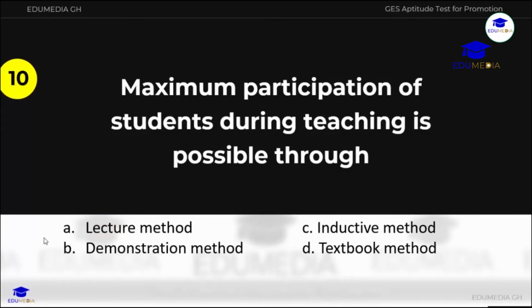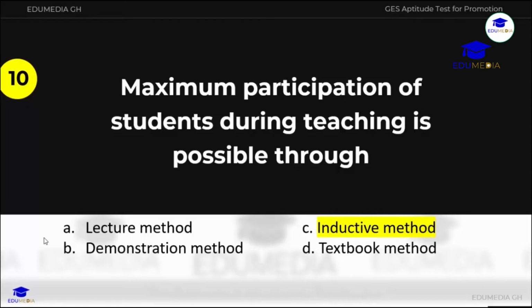Question number 10. Maximum participation of students during teaching is possible through A. Lecture method, B. Demonstration method, C. Inductive method, and D. Textbook method. The correct answer is C.